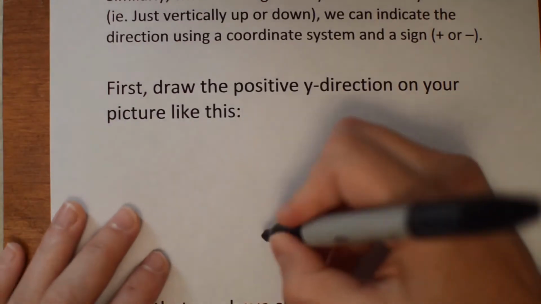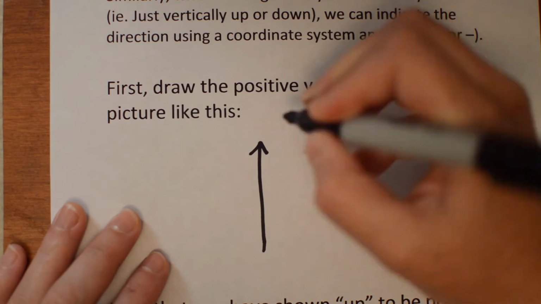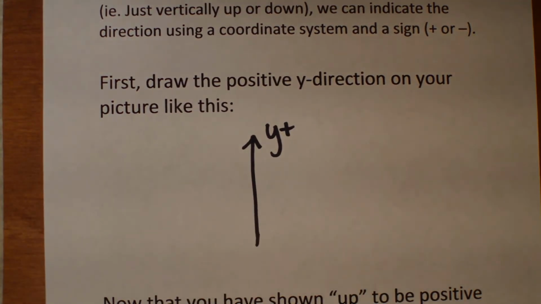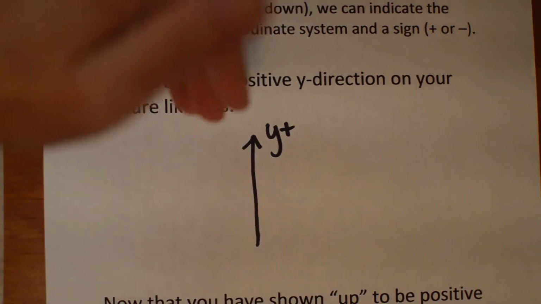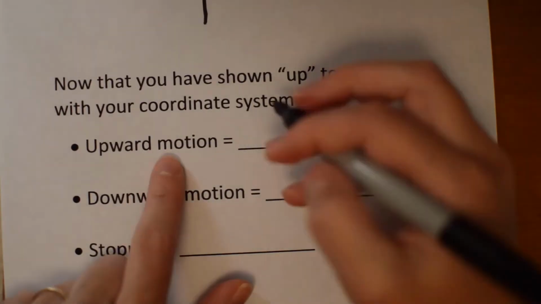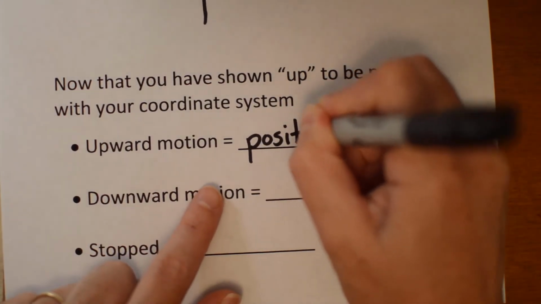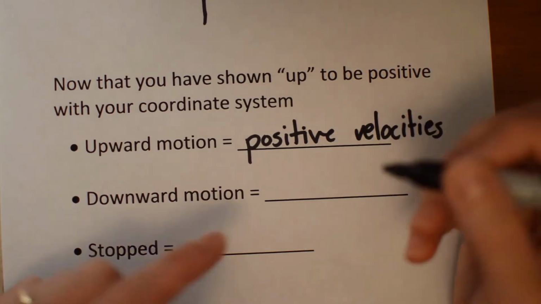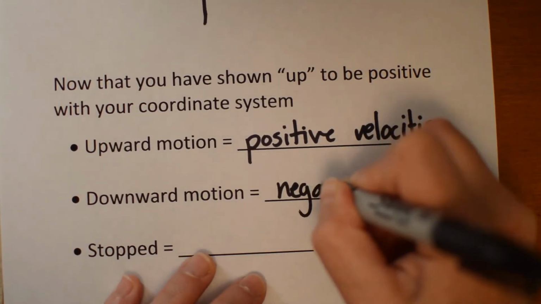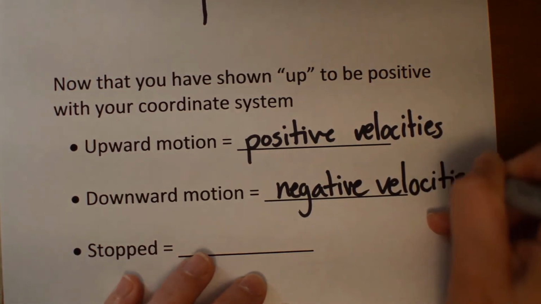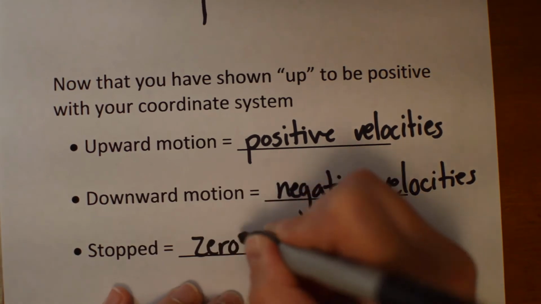The same thing works vertically, exactly the same idea, so just set up your y coordinate system, which is what we use for the vertical direction, just like on a graph. Make y positive in the up direction. That means anything moving down is negative. Anybody moving up, that's a positive velocity. So upward motion is going to be positive velocities. Moving down will be negative velocities. And stopped, of course, is still 0.